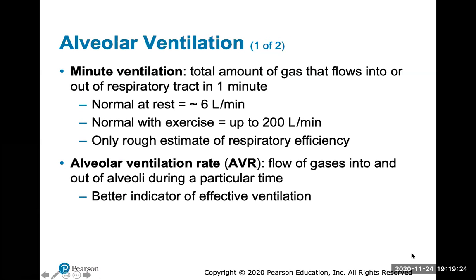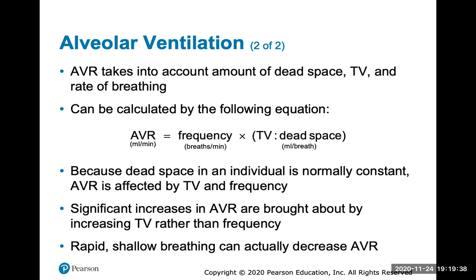Minute ventilation is the total amount of gas that flows into or out of the respiratory tract in a minute. Normally, it's about 6 liters. It can be up to 200. Alveolar ventilation rate is the flow of gases into and out of the alveoli during a particular time. AVR takes into account the amount of dead space, tidal volume, and rate of breathing. I won't have you guys understand this, but significant increases in alveolar ventilation are brought about by increasing tidal volume rather than frequency, and rapid shallow breathing could actually decrease the alveolar ventilation.